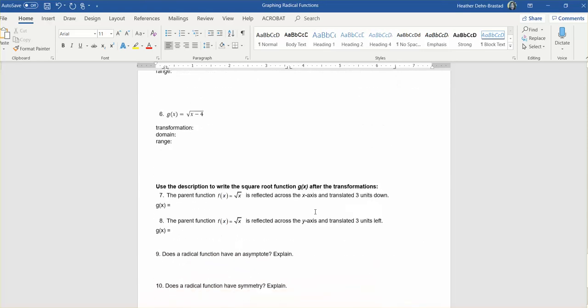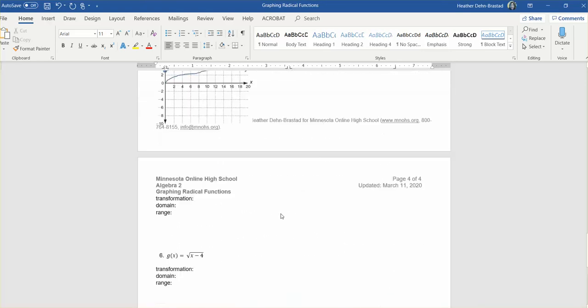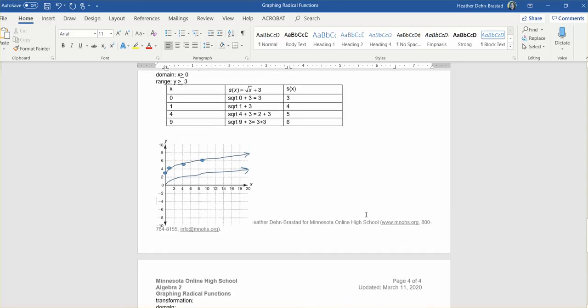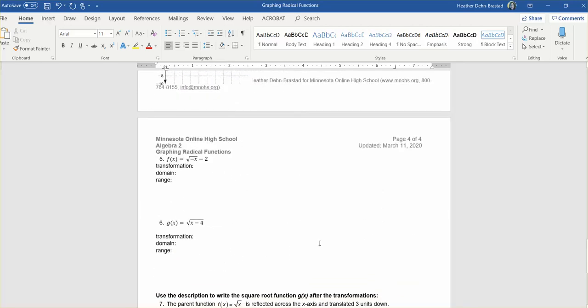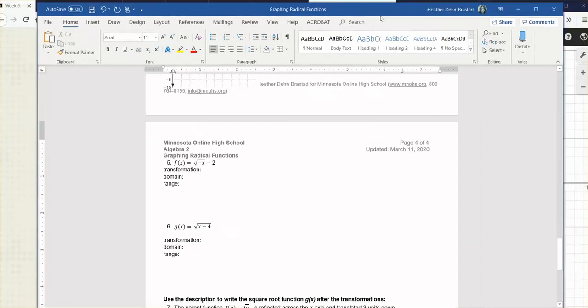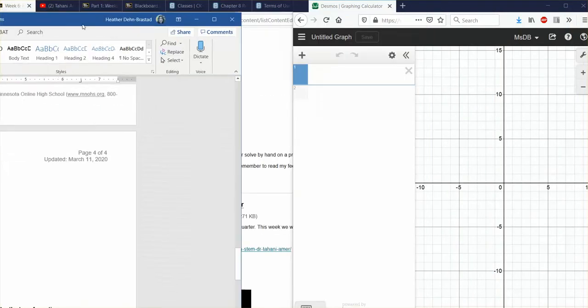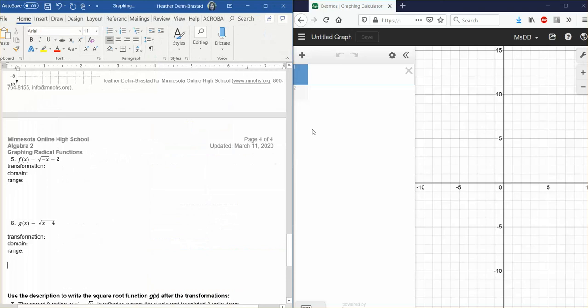I said I'd also start number, did I say 5? I think I said 6. So in number 6, let's look at Desmos for this one. All right, so I have Desmos over here. All right, in Desmos, I can graph this square root of x minus 4. How do I graph the square root of x minus 4?